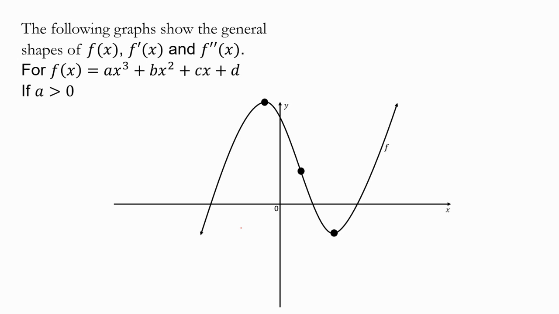Now, remember that if a is greater than 0, the graph is shaped like this. If a is positive, the last part is pointing up like that. And if a is less than 0, when a is negative, the graph will be shaped like this. The last part is pointing down like this. Okay, just remember that. So now, how will the graph of the first derivative look like?